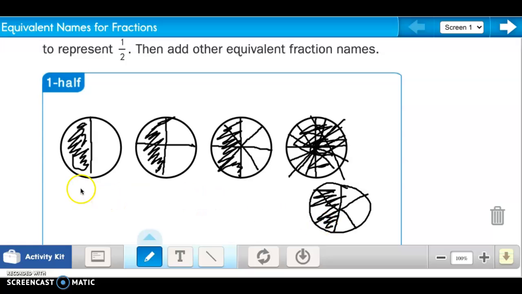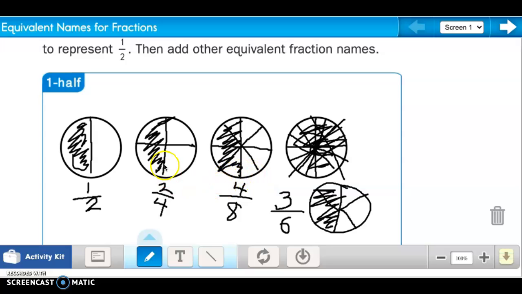Okay, so let's look at this. Remember I said the top number is the numerator. So 1 out of 2 is shaded. There's 2 pieces. This is 4 pieces, so the denominator would be 4, and 2 are shaded. And this one has 8 pieces, and 4 are shaded. And then this one, the last one, I had 6 pieces all together, and I shaded 3.